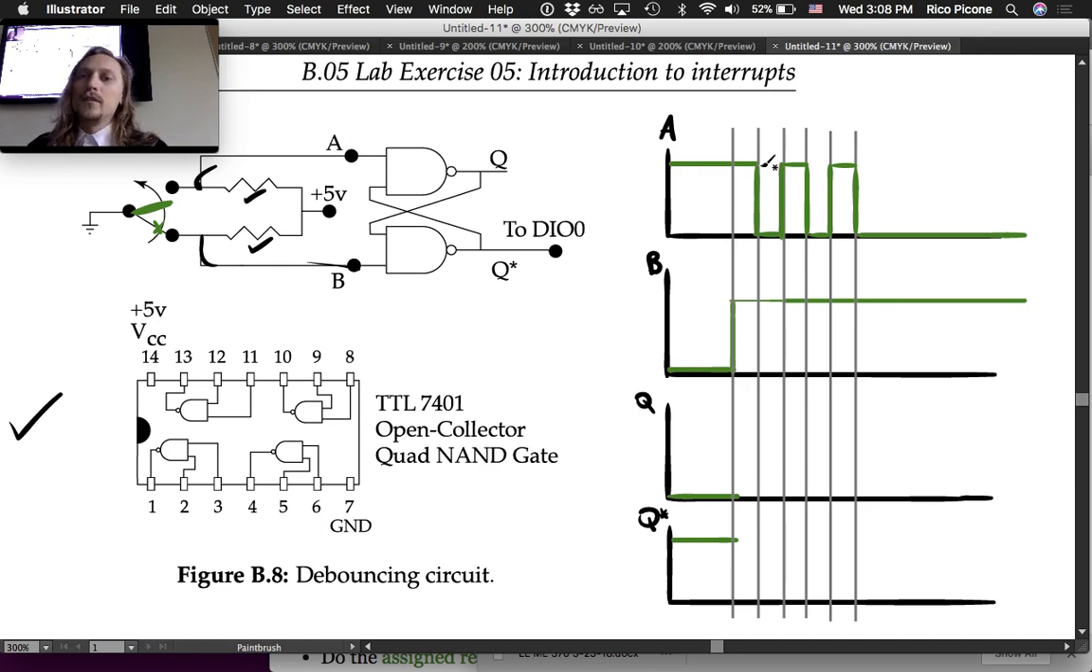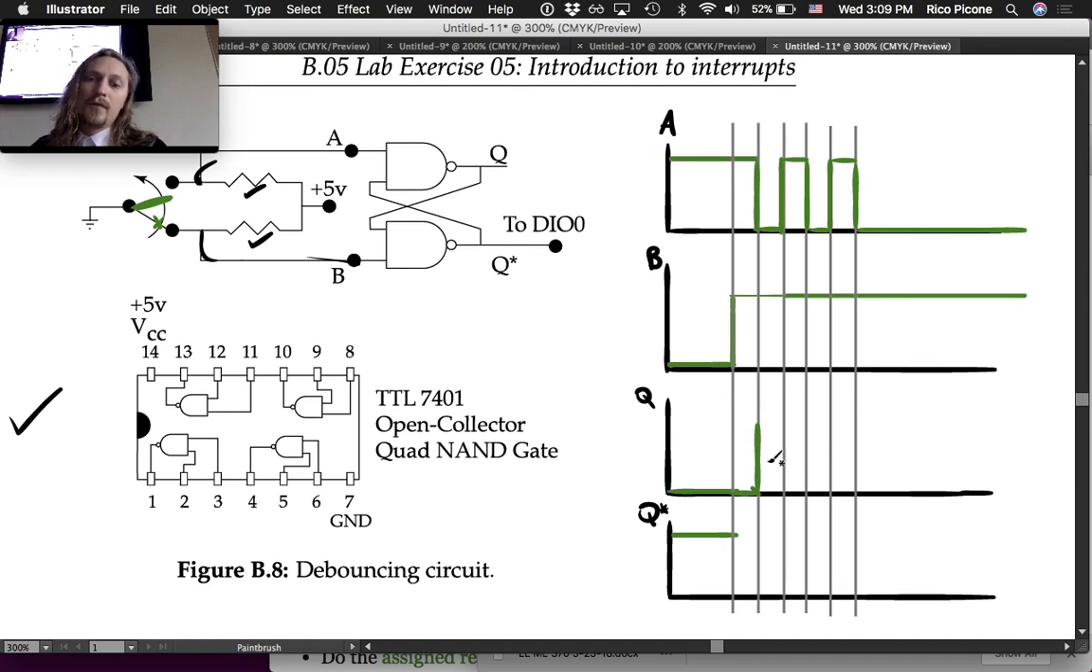Then A goes low, right? So Q's fine here. A goes low, and if anything going in here is low, then Q goes high, right? So Q goes up. Q star depends on Q, right? If anything here is low, so B went high, but Q is still low for this. But as soon as Q goes high, Q star has got to drop, okay? Because Q is now high, and B is now high, and that's the only case where Q star is 0, when both of them are high.